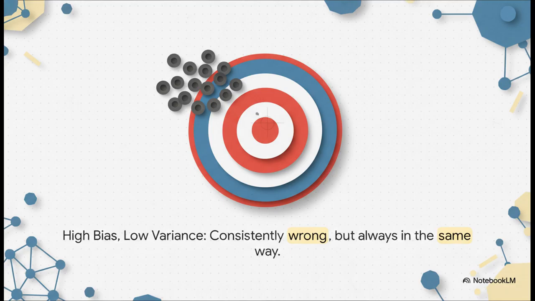To make this crystal clear, nothing beats a good old bullseye analogy. So, look at this target. This shows a model with high bias, but low variance. See how all the shots are clumped together? But they're way off the mark. The model is consistently wrong, sure, but it's wrong in the exact same way every single time.